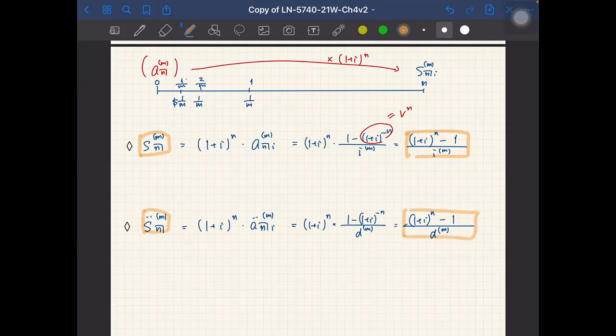So now we have prepared all formulas for a angle n, a double dot angle n, s angle n, and s double dot angle n for all the superscript m.